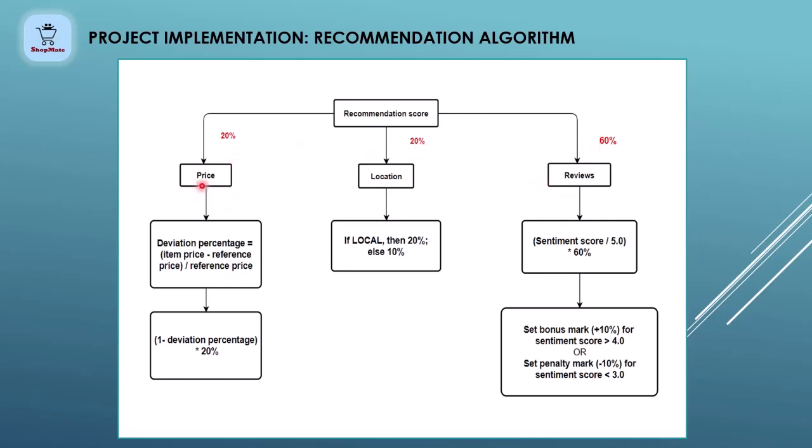The marks for price aspect is calculated based on these two formulas. This reference price refers to the lowest price in the list. And for the location, if the location is local, then 20%, else is 10%, for example for those from mainland China. The marks for review aspect is calculated as this formula. It also sets some bonus mark or penalty mark for different sentiment score. This is to ensure the recommendation to be more accurate.